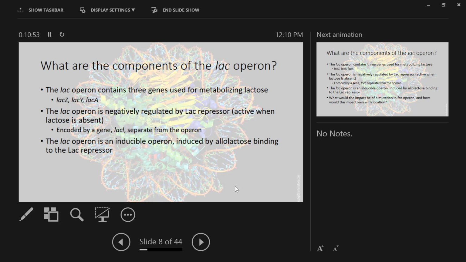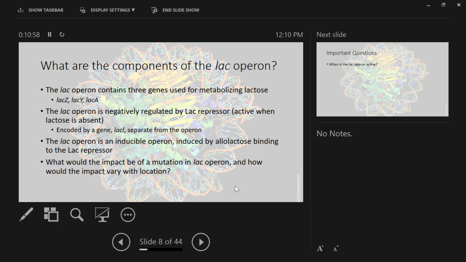All right, so I have a question. We're going to do ourselves a short lecture break. Hopefully you're still roughly in the same groups that you were in for your quiz. And here's a question. I'll give you about 60 seconds or so to talk about this. What would the impact be of a mutation in the lac operon? So if you had a mutation in the operon, what would the impact of that be, and how would that impact vary by the location in the operon? Think about what's part of the operon and how a mutation would impact the bacterium. All right, take about 60 seconds starting now.